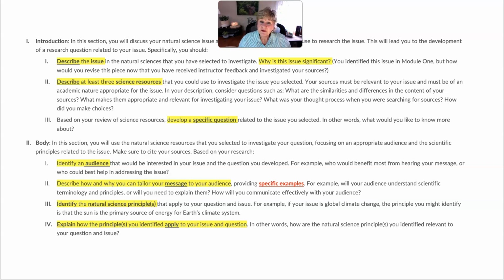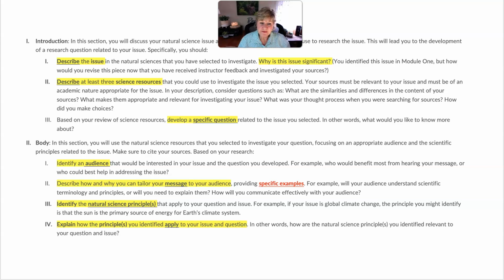Describe at least 3 of your sources. We talked about that, and you've already done that. Develop a specific question. I don't know if I told you to modify yours, so make sure you look at your feedback. Then in the body, notice that all these sections are labeled. So big numeral 1, introduction. Under that, smaller numbers, right? The body of the paper is this last section, and you haven't done this yet.